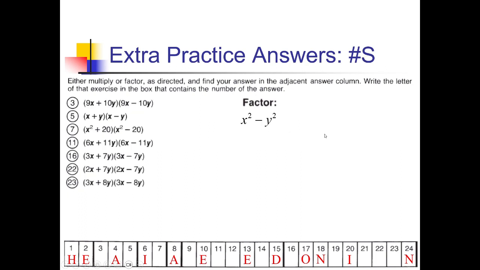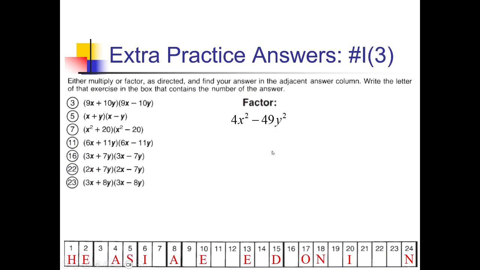This one is the only S of the whole puzzle, which is kind of interesting. Square root of x squared is x. Square root of y squared is y. So x plus y and x minus y, which gives us number 5 over here. So 5 is that one S.